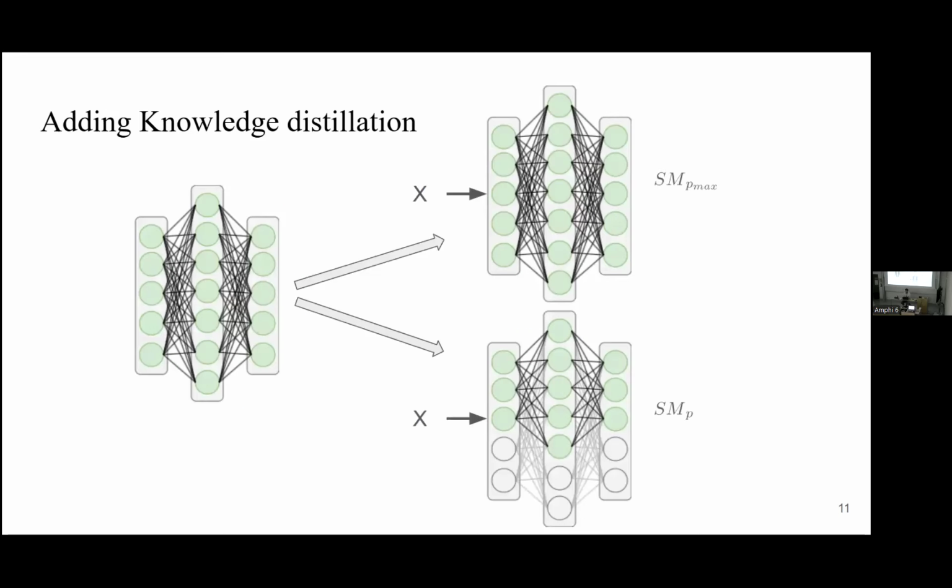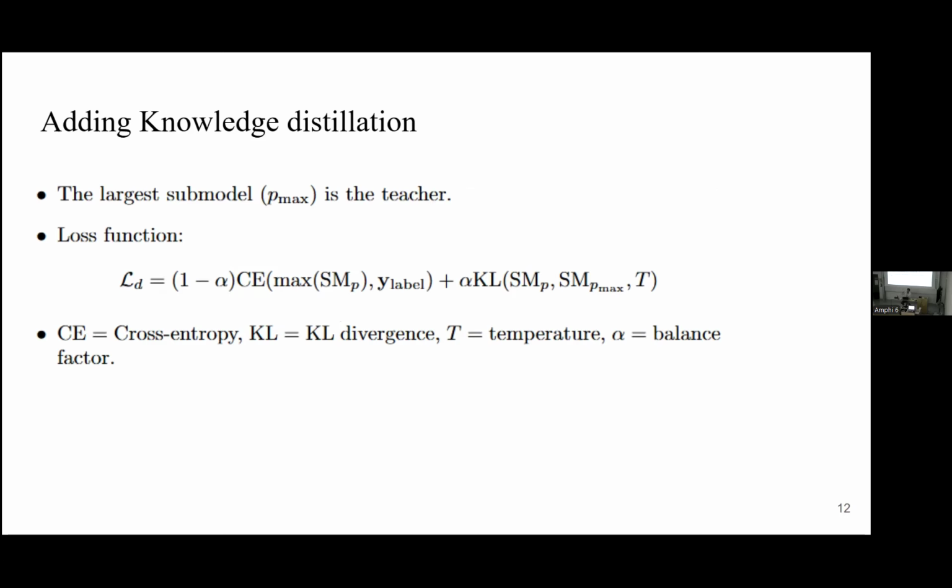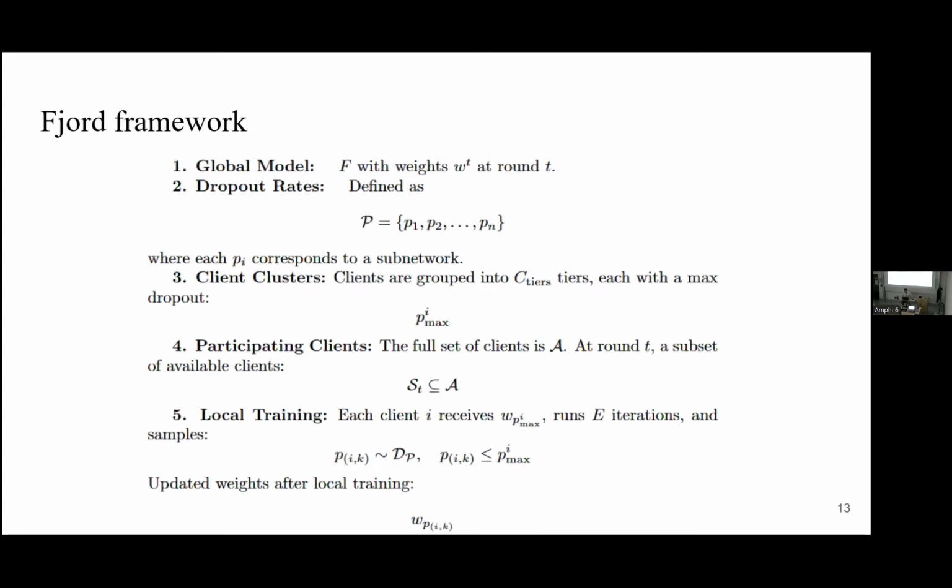Using these two techniques, as we mentioned, ordered dropout to create these subnetworks and knowledge distillation to add another feature of transferring knowledge between these subnetworks, FjORD is basically a framework they came up with, where you have a global model for a federated scenario. You have a global model F, with weights omega t at round t, and a set of dropout rates. Each rate corresponds to one submodel or subnetwork, and you have clients grouped into clusters or tiers based on similarity in resources.